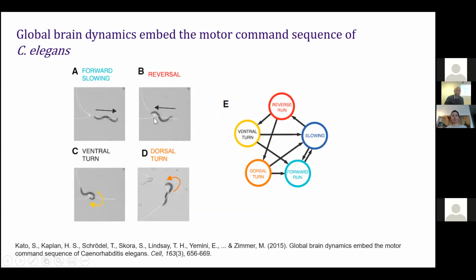So they broke the behavior down into these major groups: forward, slow swimming, reversal, ventral and dorsal turns, and they mapped out what transitions happened from each behavior to each other behavior. So after a reversal run, for example, the C. elegans tended to transition either into a ventral turn or a dorsal turn. After a dorsal turn, it would then transition into swimming, slow or fast.